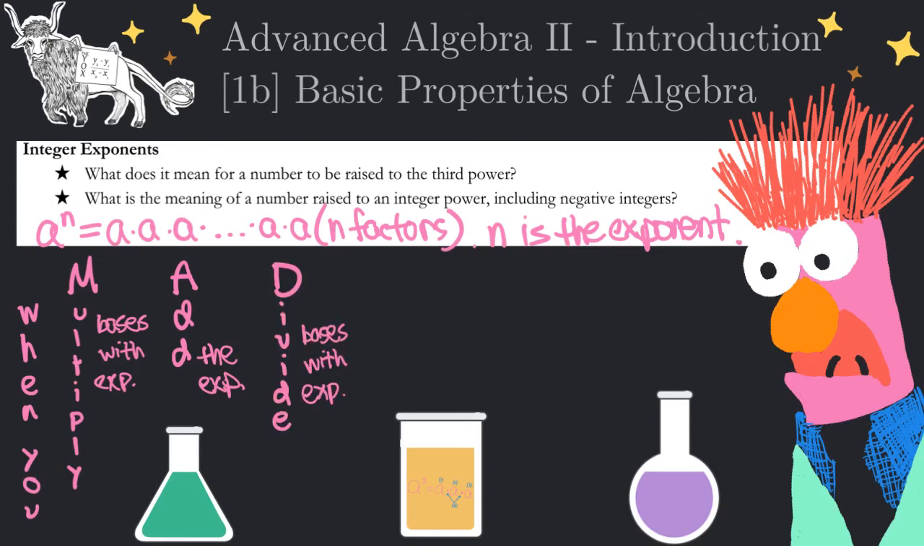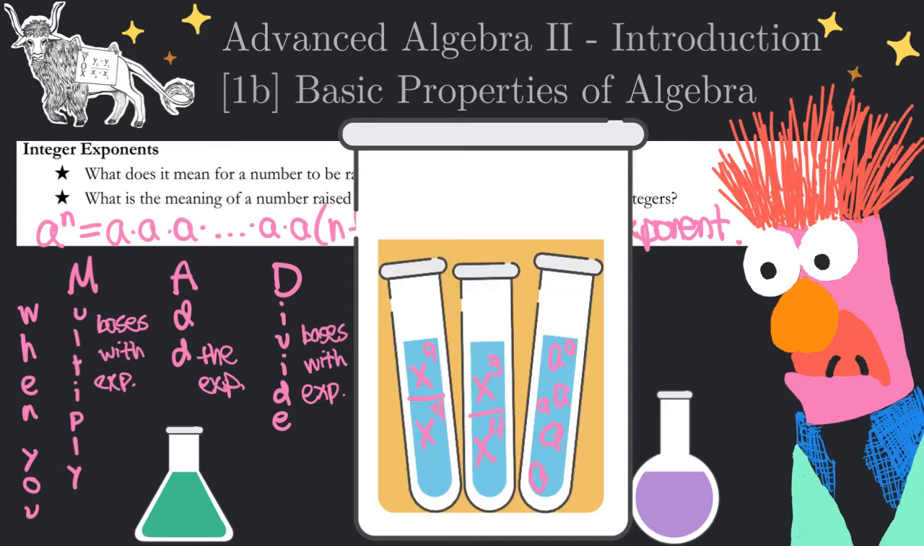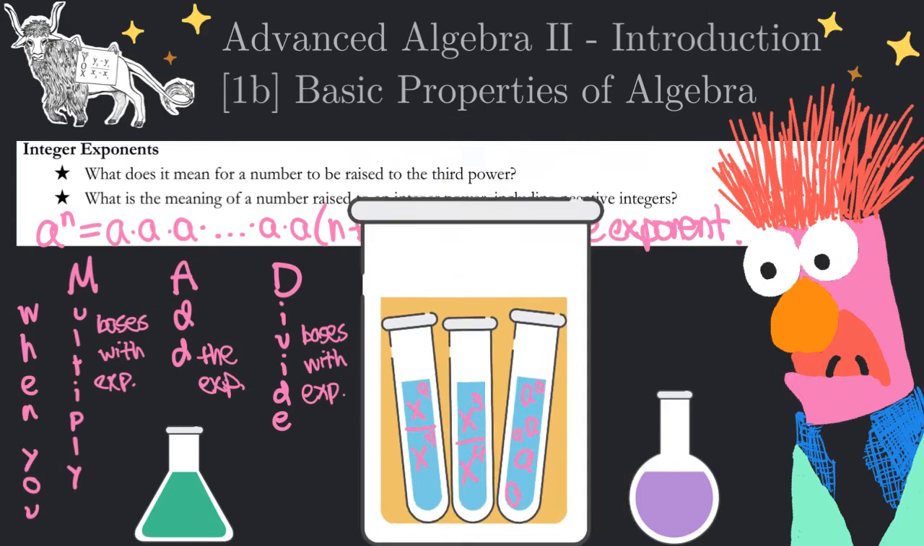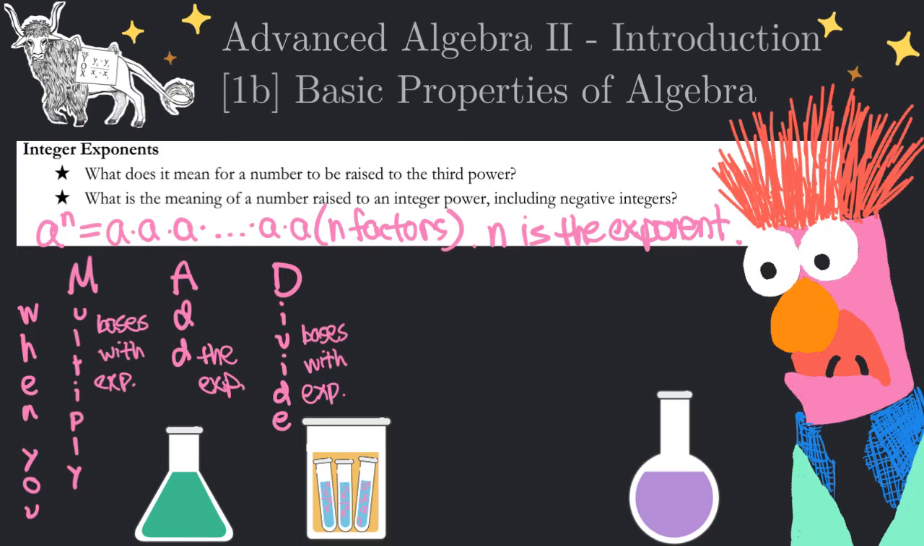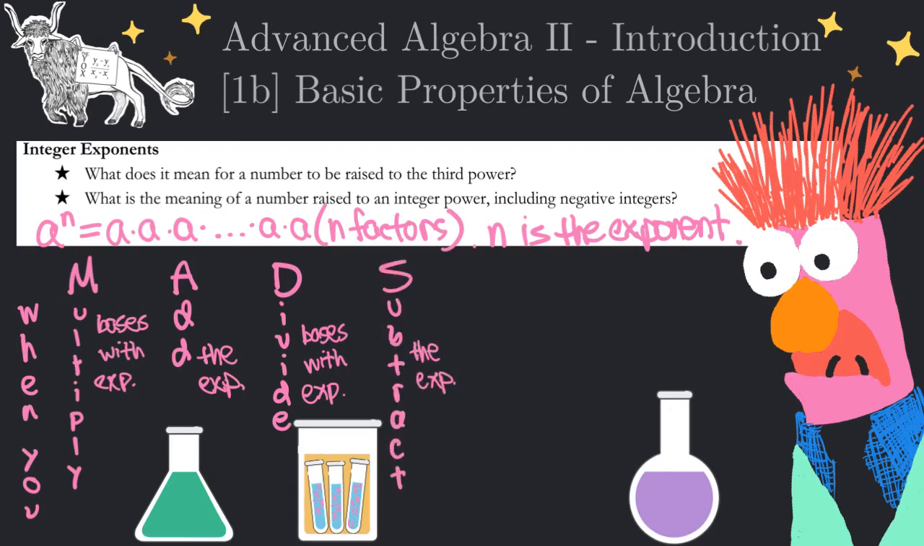He started dividing bases with exponents using beakers and test tubes. And there was probably something being distilled because that sounds like a neat vocab word. What he realized when he divided bases with exponents was that you must subtract the exponents.